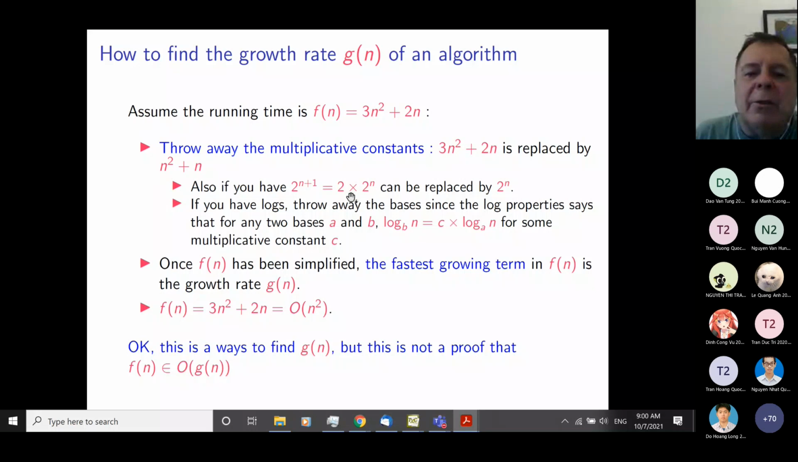So it's a constant in front of 2n. That means that 2n plus 1 can be bounded by 2n, because again I can rewrite this expression as 2 times 2n. And this expression is a constant in front of the dominant term. So one strategy to find the Gn is to get rid of all those constants. So I get rid of this constant, I'm left with this. And 2n is going to be my Gn here for this kind of running time.